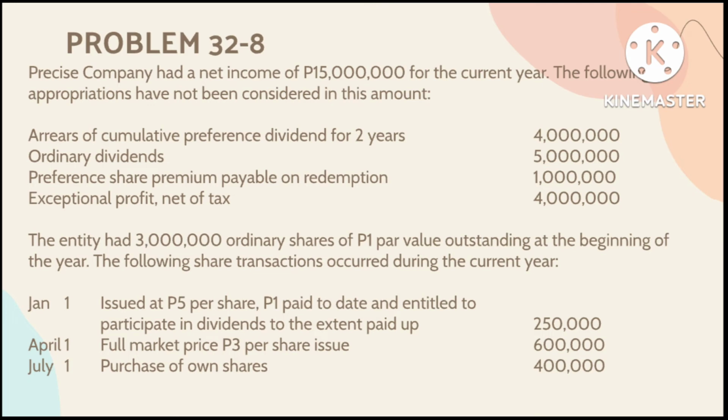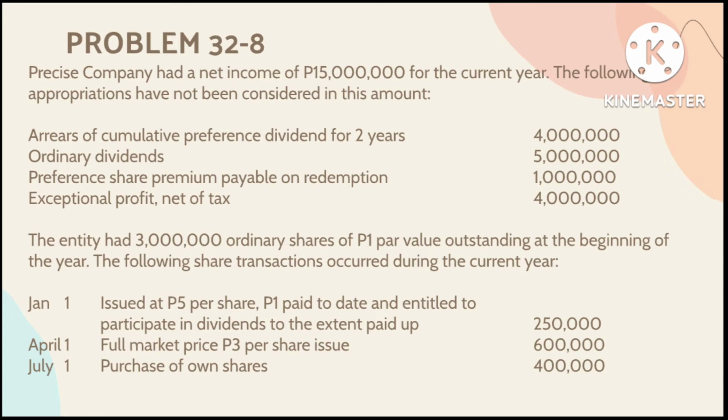The following appropriations have not been considered in this amount. Arrears of cumulative preference dividend for 2 years of 4 million, ordinary dividends of 5 million, preference share premium payable on redemption 1 million, exceptional profit net of tax 4 million. The entity had 3 million ordinary shares of 1 peso par value outstanding at the beginning of the year.